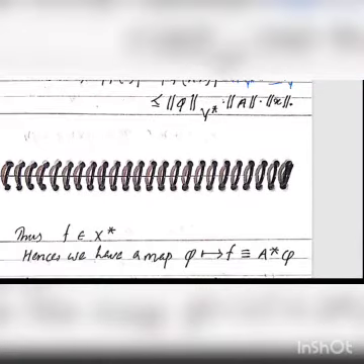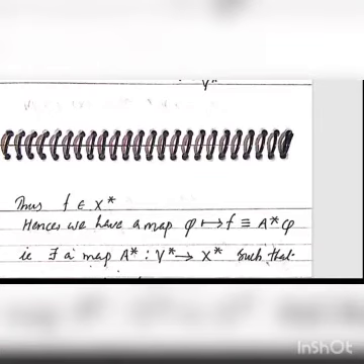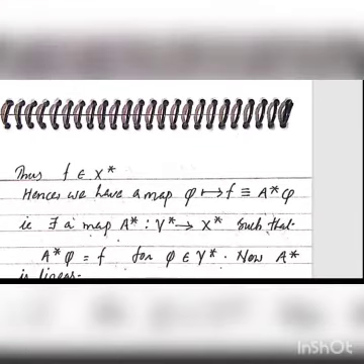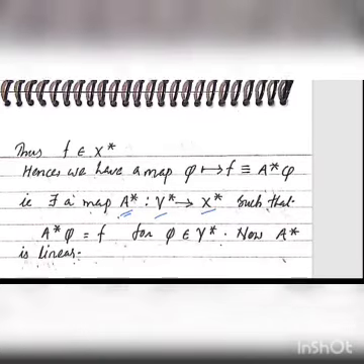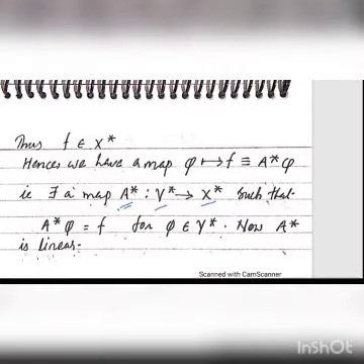Thus we get f belongs to X star. Hence, we have a map P to F. That is, the map will map P to F. Let's have it written here clearly. That is, there is a map A star from Y star to X star, such that A star of phi is equal to F for phi belongs to Y star.